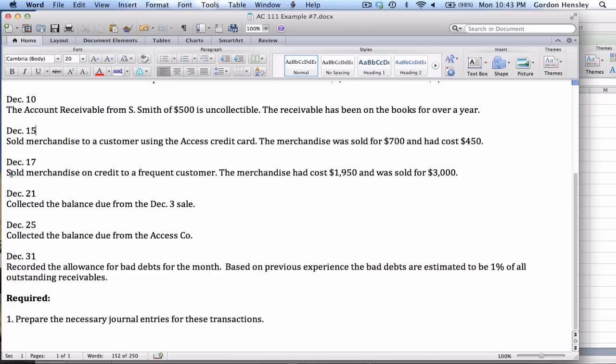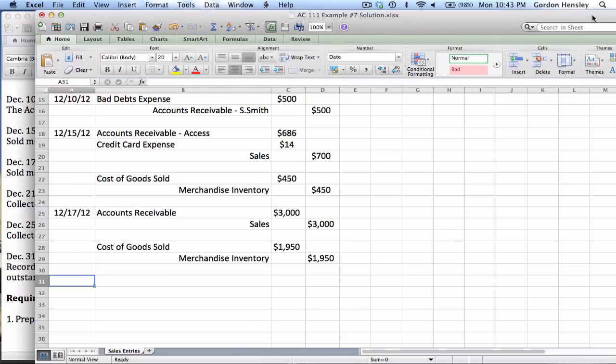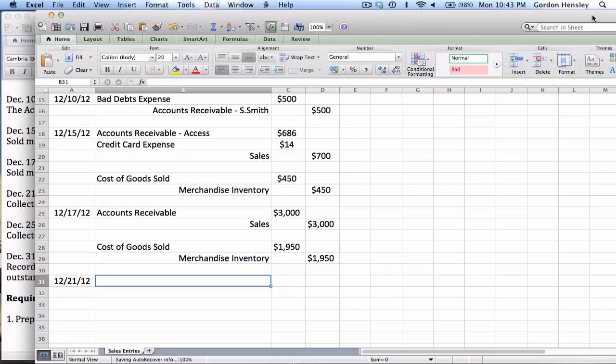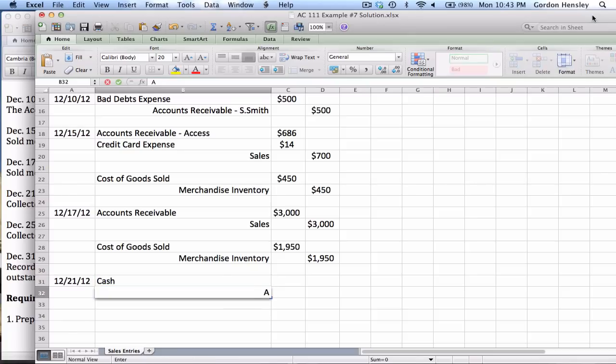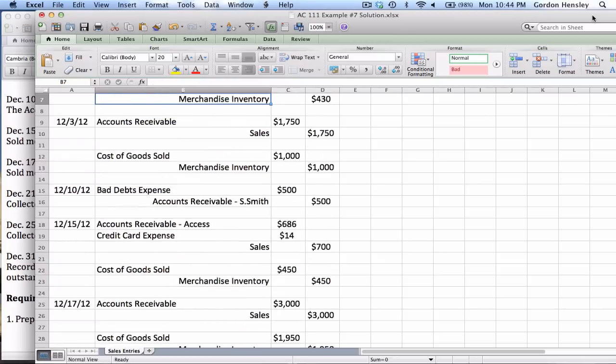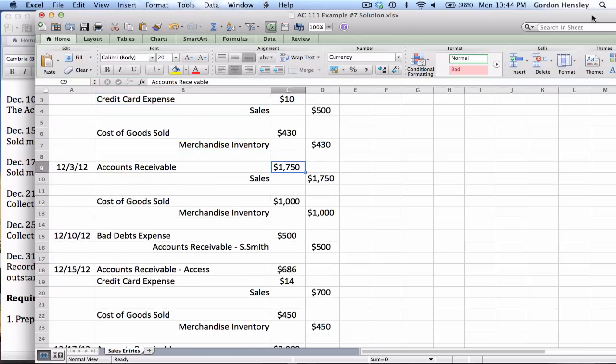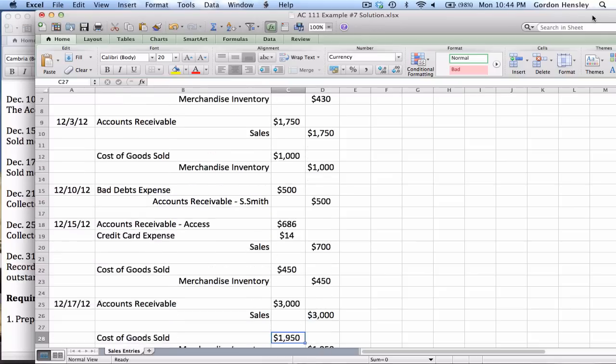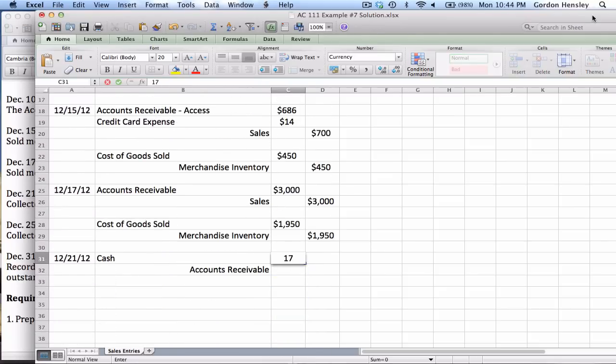Next transaction is on the 21st. It says collected the balance due from the December 3rd sale. So whenever we collect money like that, we're going to have a receipt of cash. So this is on the 21st. We're going to receive the cash. We're collecting it from the account receivable. And it says this was from the sale on the 3rd. So I want to go back to the 3rd. That was the sale on the receivable for $1,750. So if I'm receiving that money, that's going to be $1,750. So that takes care of that transaction.